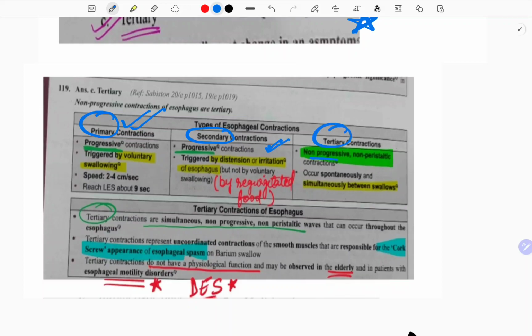And tertiaries are non-progressive and non-peristaltic, which occur simultaneously between swallows. They give the appearance of a corkscrew to the esophagus. Okay. And they don't have any physiological function, and they are mostly observed in elderly patients, or they become significant in esophageal motility disorders like DES.